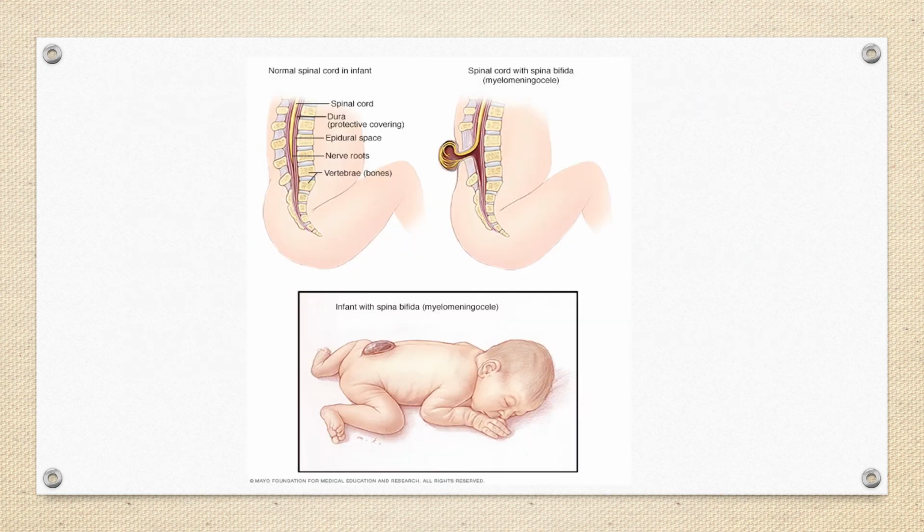So you can see again another diagram on the type of defect that Sean has, the myelomeningocele, and we can see the way he's positioned there, kind of like little frog legs.